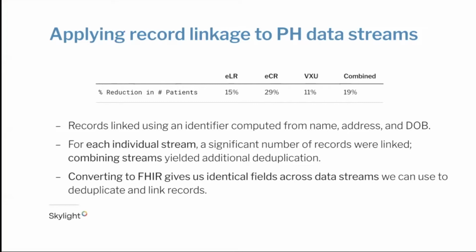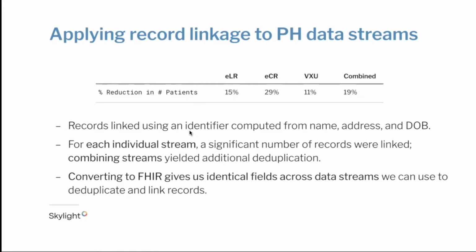So this was encouraging. And additionally, because we'd converted everything to FHIR, we're able to do record linkage across all three data streams. So we can figure out which immunizations go with which lab report, and which lab report matches up with the ECR that was generated as a result of a positive lab, for instance. So we're able to do record linkage on the combined data set. And so we're relatively pleased with these results.